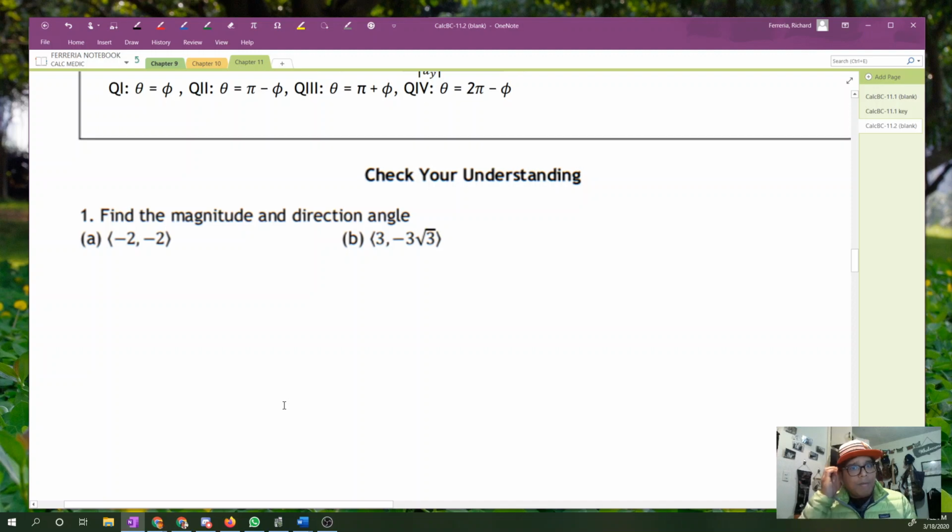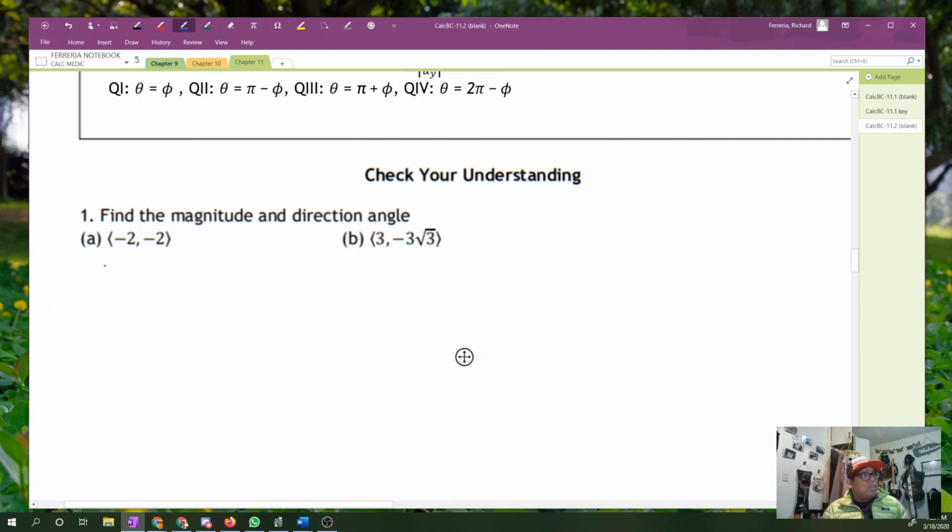Number 1, find the magnitude and direction angle. Okay, I'm going to pick up my stylus. Now we're going to get to work on that one. Let's see. The first one is -2, -2 for our vector. Like normal, my stylus is not working very well. Oh no. All right, crisis averted. Here we go with magnitude and direction.